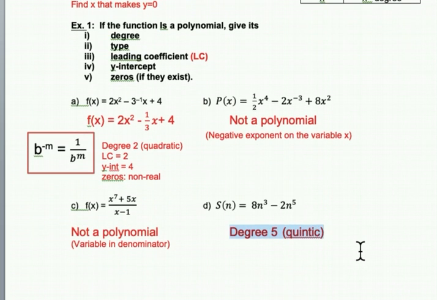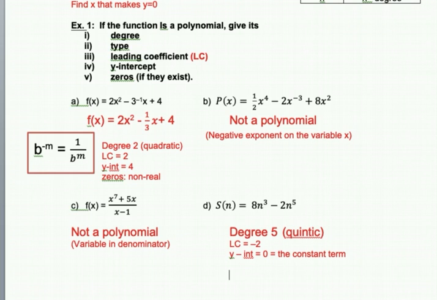Degree 5, quintic. The leading coefficient is going to be -2 because that is the coefficient of the highest degree term. Doesn't matter that 8 came first. And the next part we're asked to find is the y-intercept. The y-intercept here is 0 because there is no constant term, which means I'm adding 0 here. And if you replace the n's with 0, you'll get that the y-coordinate is 0.